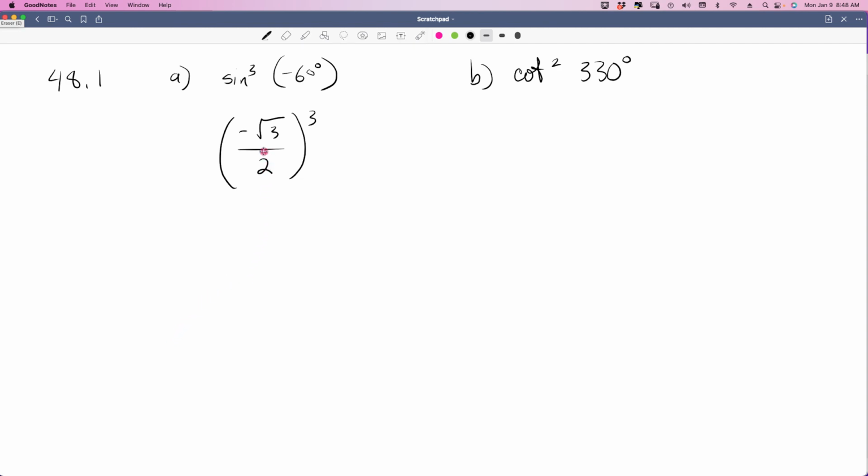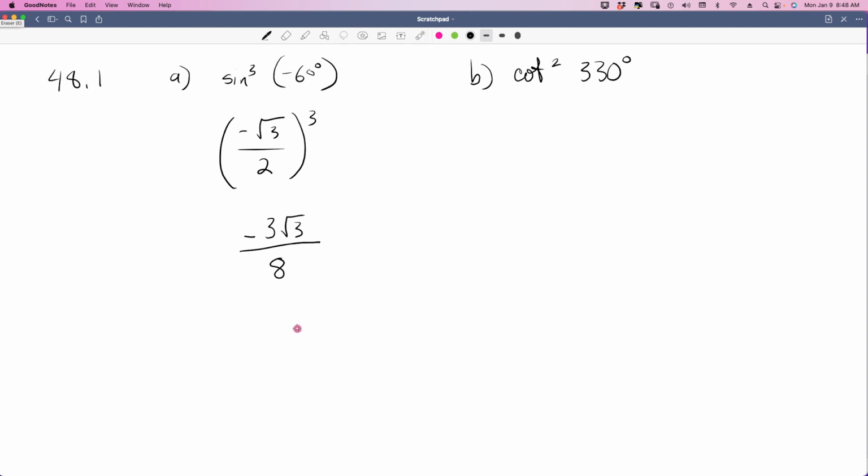And then that is what would be cubed. Okay, so negative cubed is going to be a negative. And then we have this cubed is going to be 3 times the square root of 3, and this cubed is going to be 8. That's your answer. Aren't those easy?